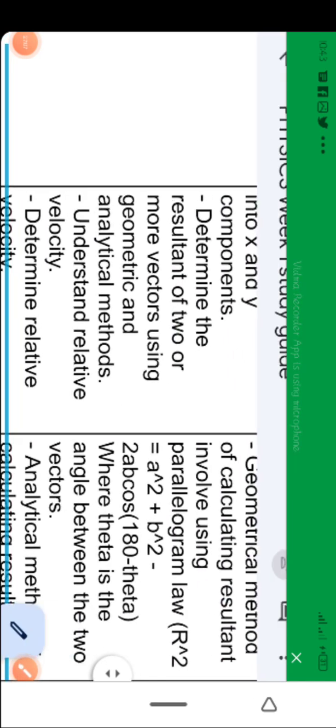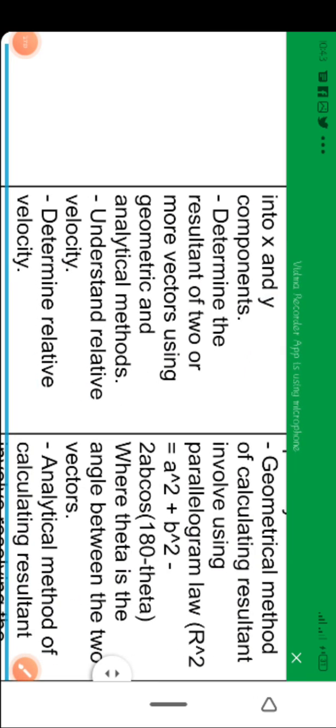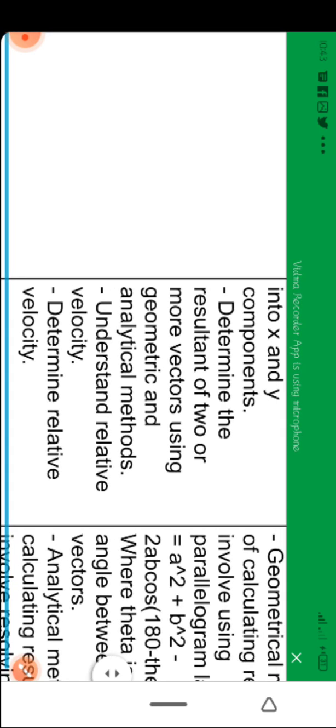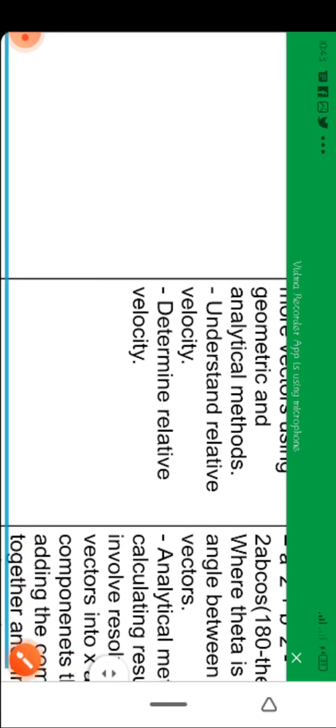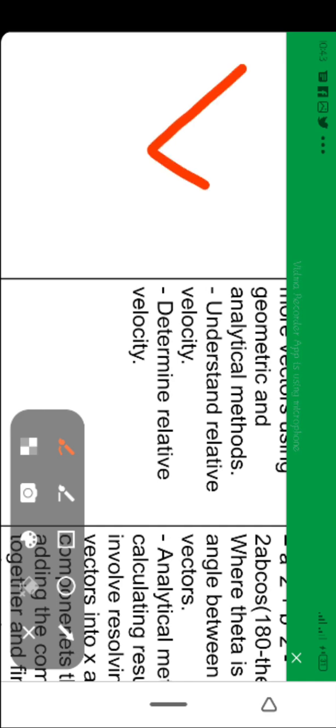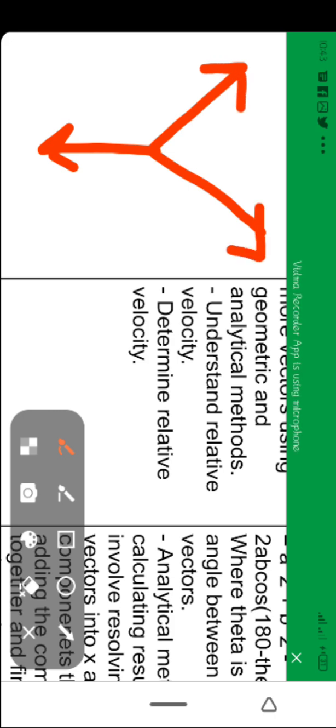Now, how to determine the resultant of two or more vectors using geometric and analytical methods. The analytical method requires you to break them down into the x and y components. The one I just did is just one vector alone. There are cases where you have multiple vectors acting on a single point, something like this. I think this should remind you of Lami's theorem, but we're not going there. So it's possible for you to have something like this.